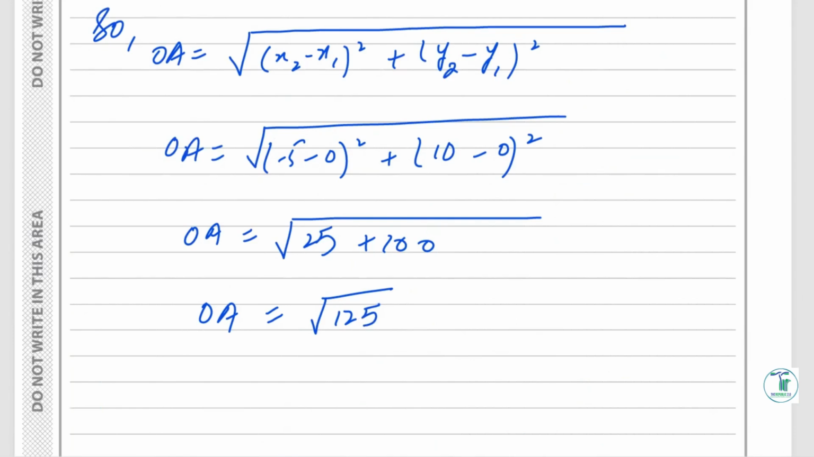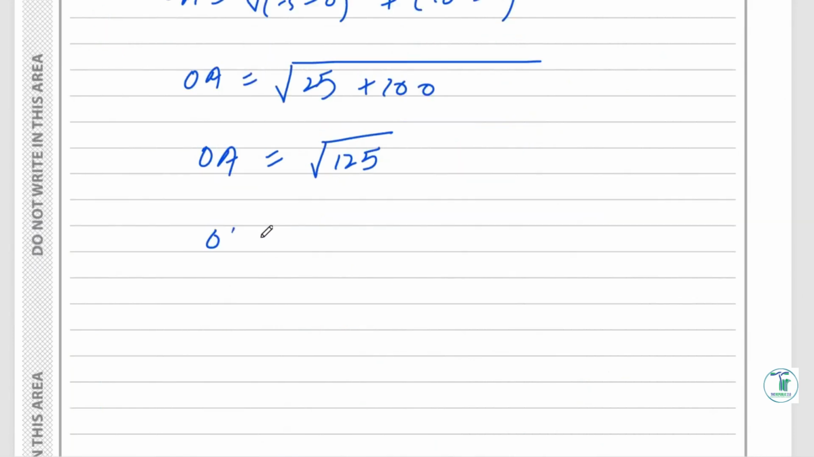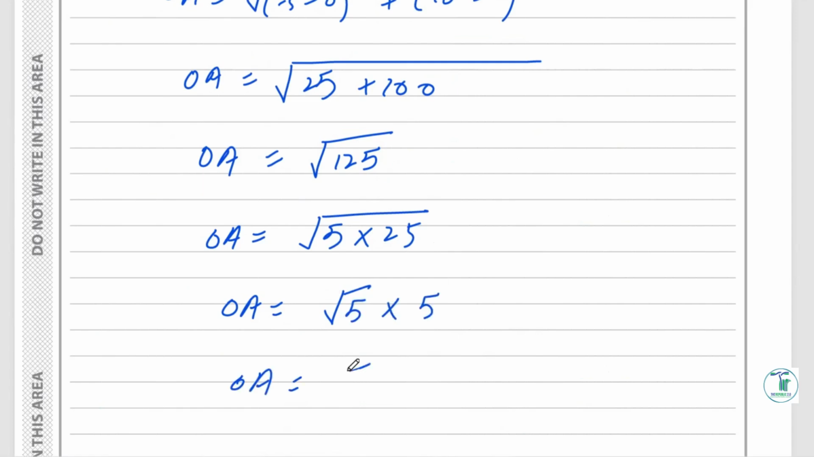If you want to simplify it further, you can write it as the root of 5 times 25, which is basically the root of 5 times 5. And that comes out to be 5 root 5.